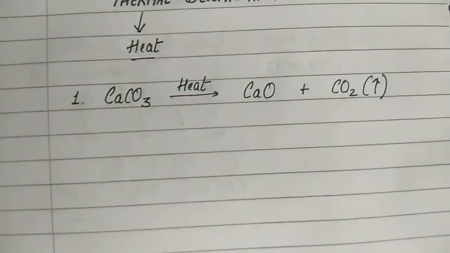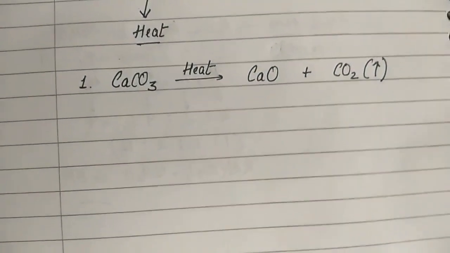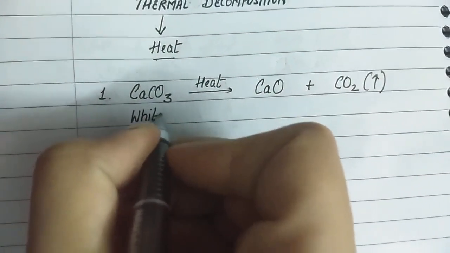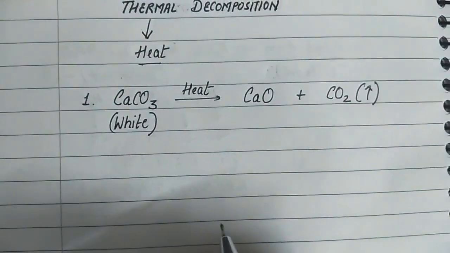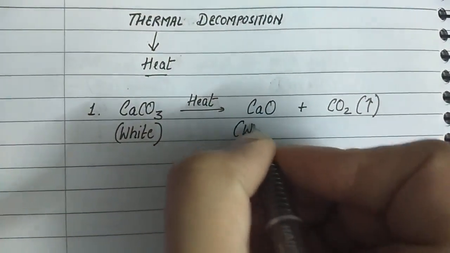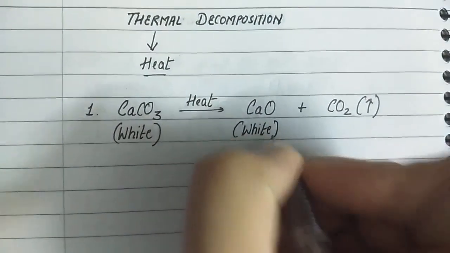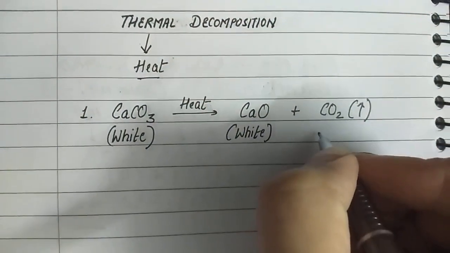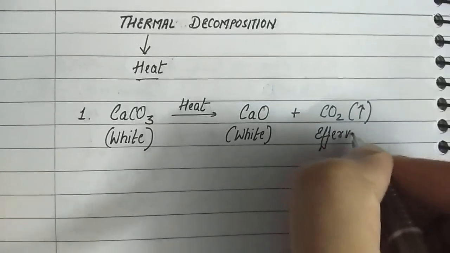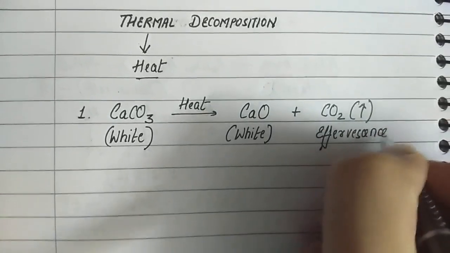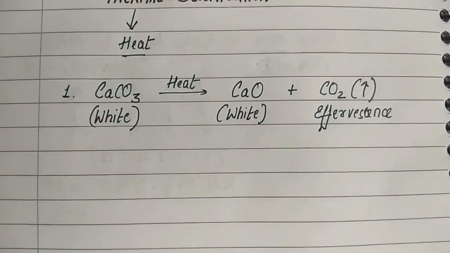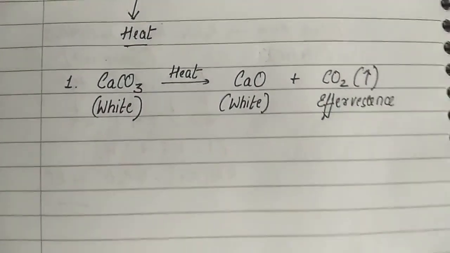Now what are our observations in this reaction? This is a white colored solid. On heating, it turns to calcium oxide, which is another white colored solid, but along with the evolution of bubbles of carbon dioxide, right? So what do we call the evolution of bubbles of carbon dioxide? We call it brisk effervescence.